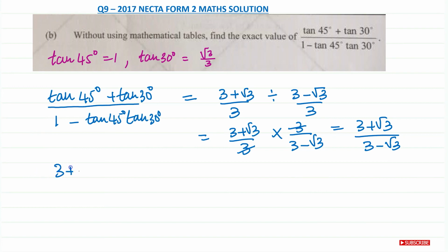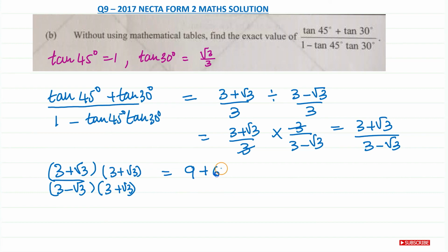So 3 plus root 3 over 3 minus root 3. What do I need to do? Well, the difference of two squares. So that means I need to multiply by 3 plus root 3 here and balance it. So I need to do the same on top. And this will give me 3 times 3 is 9, and then I will have 6 root 3, and then root 3 times root 3 will give me 3, and then this will end up with 3 times 3 is 9, and then take away root 3 squared is 3.